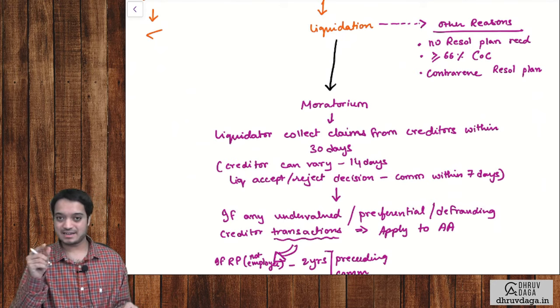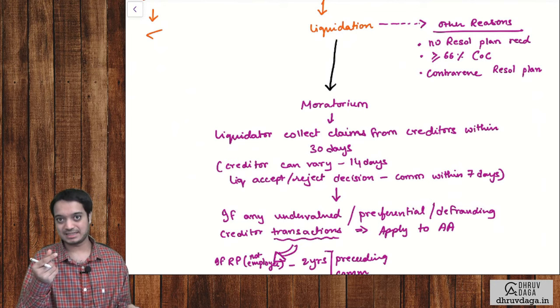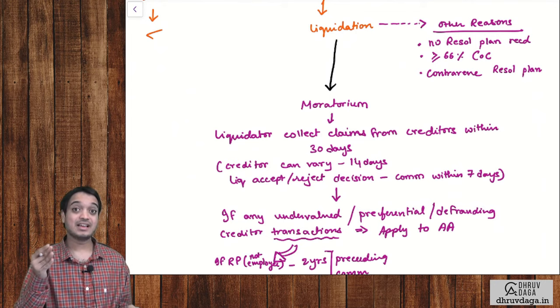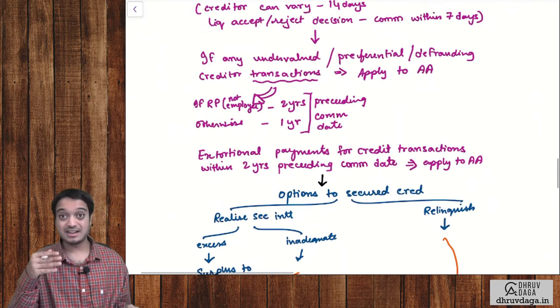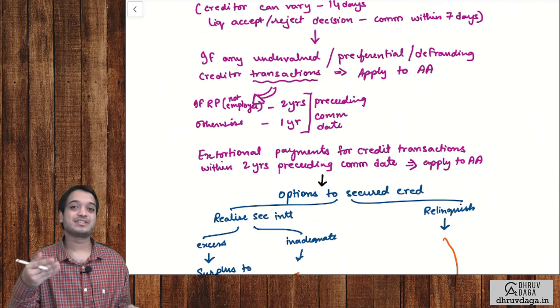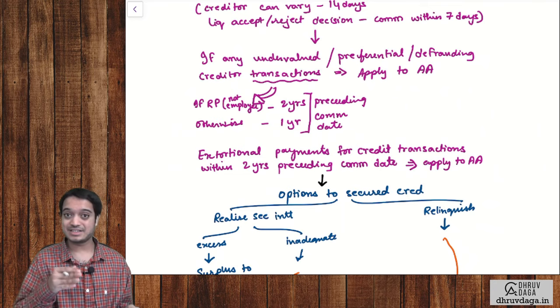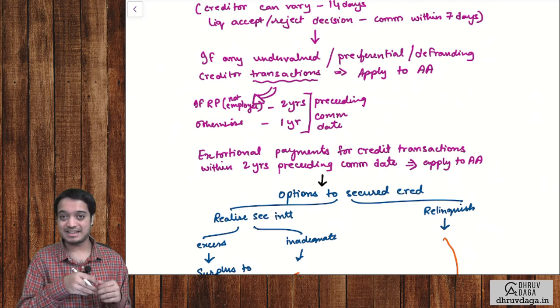The first thing is कि अगर creditor अपना claim बताएगा, so a 14 day time is given कि वो creditor अपना claim change कर सकता है. And from the claim given, say 7 days के अंदर, the claim shall either be accepted or rejected by the liquidator. There are certain transactions which are undervalued transactions, preferential transactions, or transactions defrauding creditors. These transactions, they can be reported to the adjudicating authority, NCLT in our case.